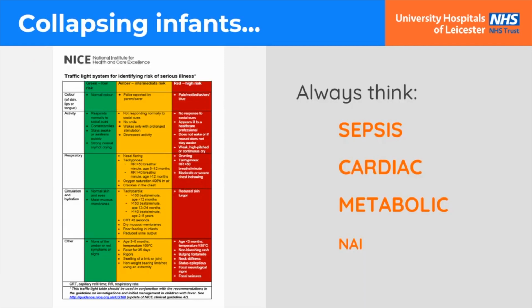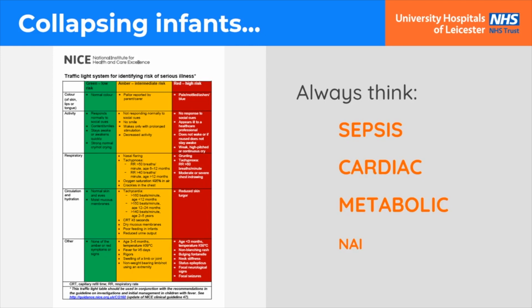Now we know children deteriorate quickly, and when they deteriorate or decompensate, it's often having been compensating for a prolonged period of time. In the case of the collapsing neonate, it's really helpful to always think about sepsis, cardiac or congenital heart disease, metabolic disorders and non-accidental injury, because they are the key causes of neonatal collapse. They also have quite similar presenting features and can even coexist.